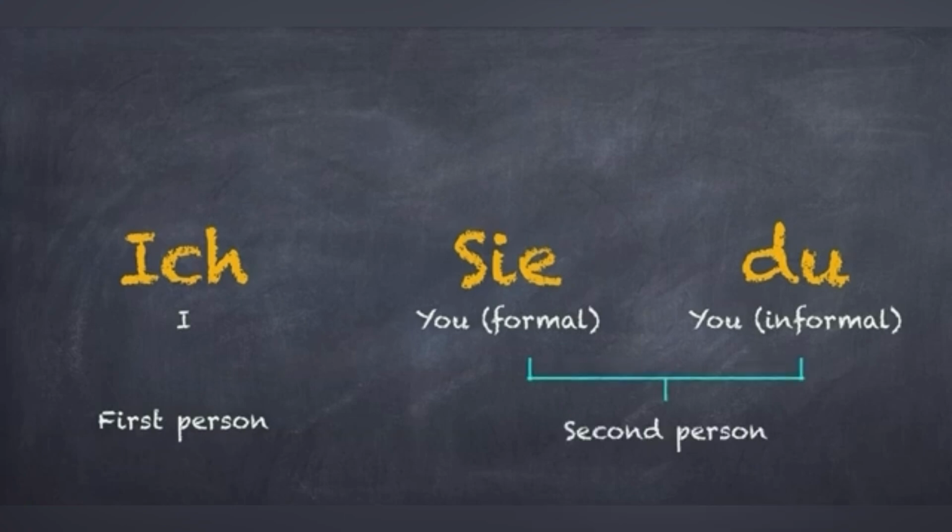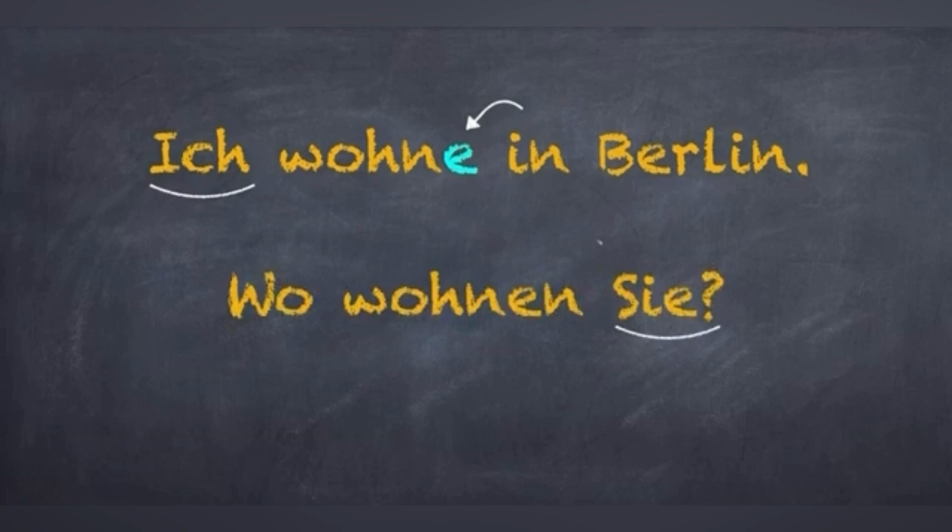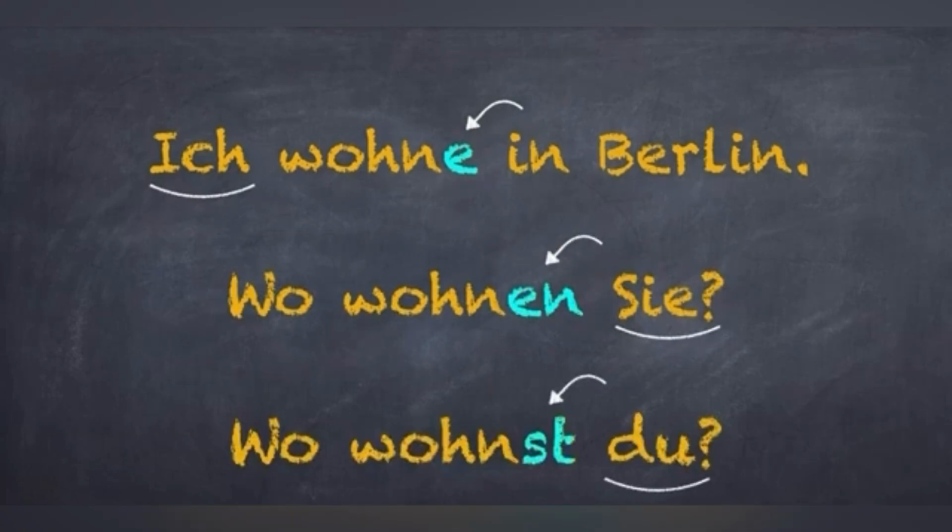Now let's look at the verb conjugation. Here are three sentences. Just look at the pronoun and concentrate on the verb ending. Ich wohne in Berlin. Wo wohnen Sie? Wo wohnst du? In each of these sentences, the verb ending has been highlighted. The ending of all these verbs is different. These endings actually depend on the subject that you are using in the sentence.